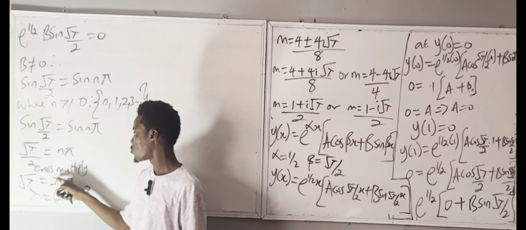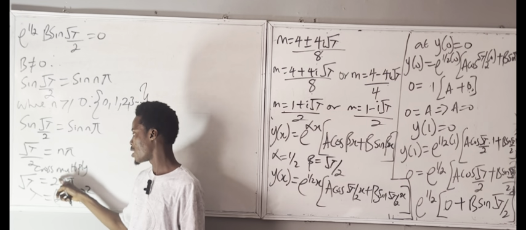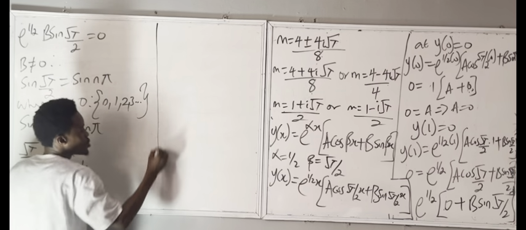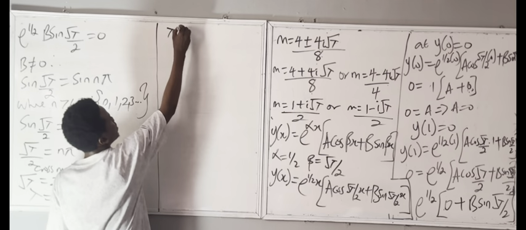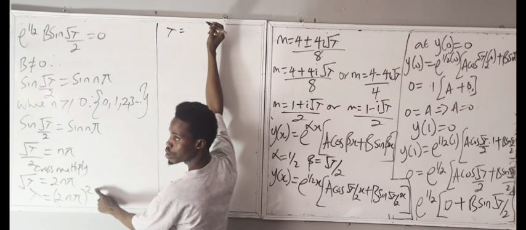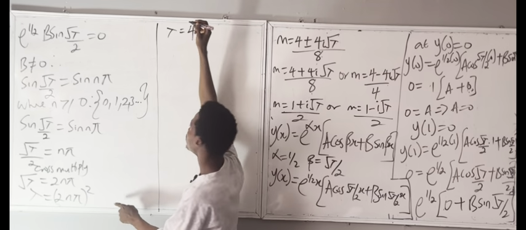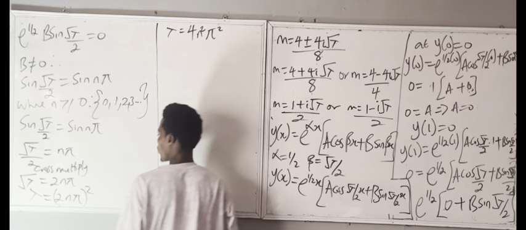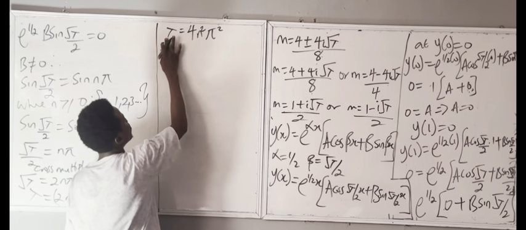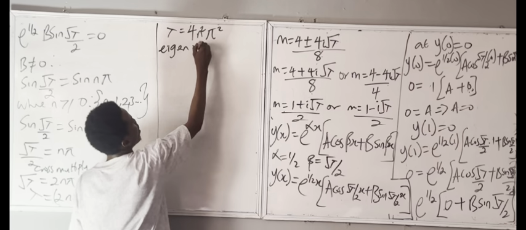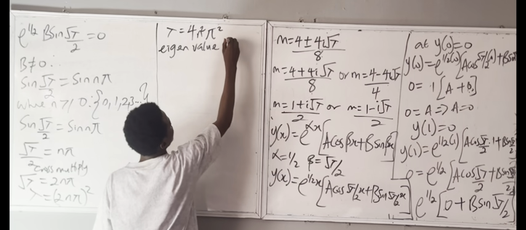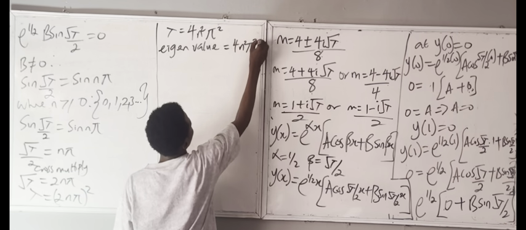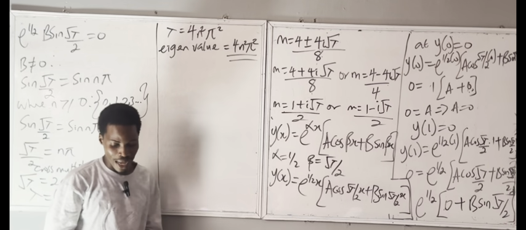So the square is going to affect 2n pi. So my next is what? So for now, my lambda is 2 raised to the power of 2 is 4. N raised to the power of 2, n square. Then pi raised to the power of 2, pi square. So you can see from here that my eigenvalue is equal to 4n square pi square. So how am I going to get my eigenvector?